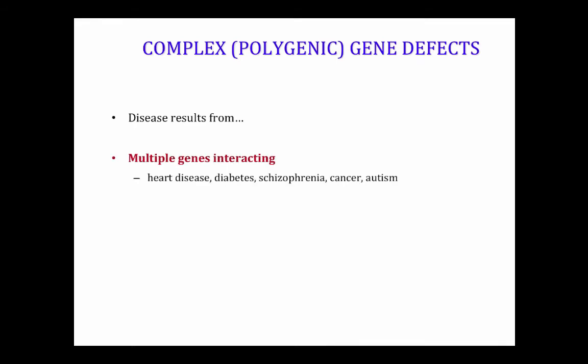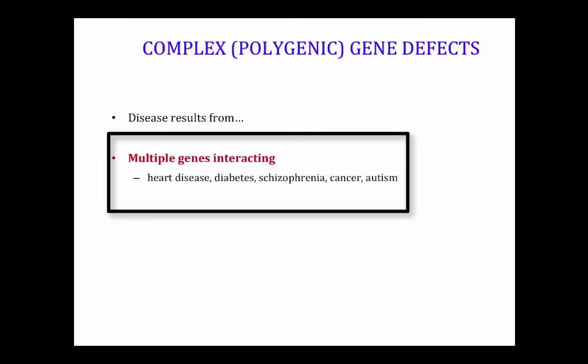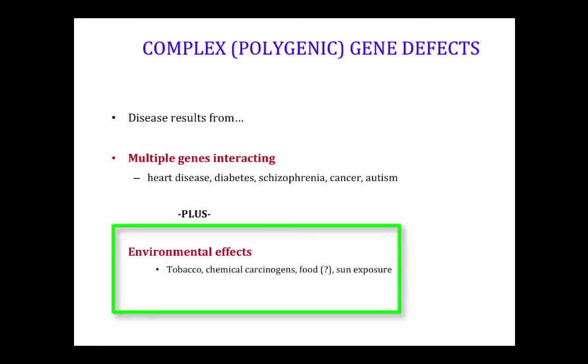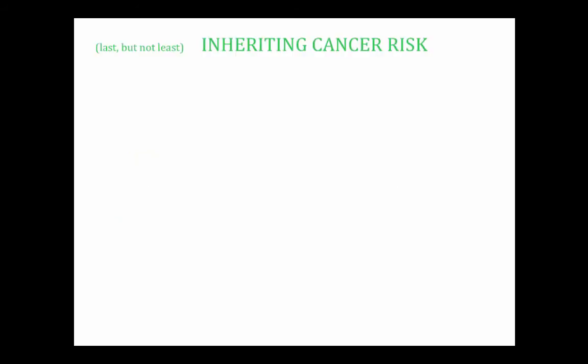In complex polygenic gene defects, we're looking at a disease that results from multiple inherited genes interacting with environmental conditions that may lead to a disorder. Last but not least, we can talk about inheriting cancer risk. Now, the strength of the genetic link can vary.